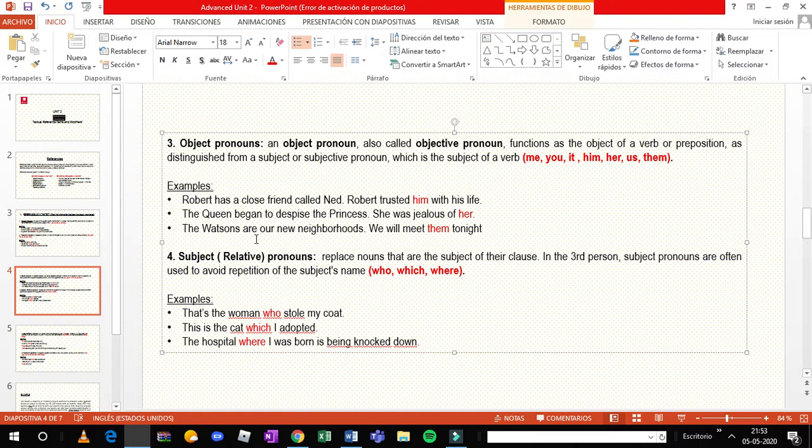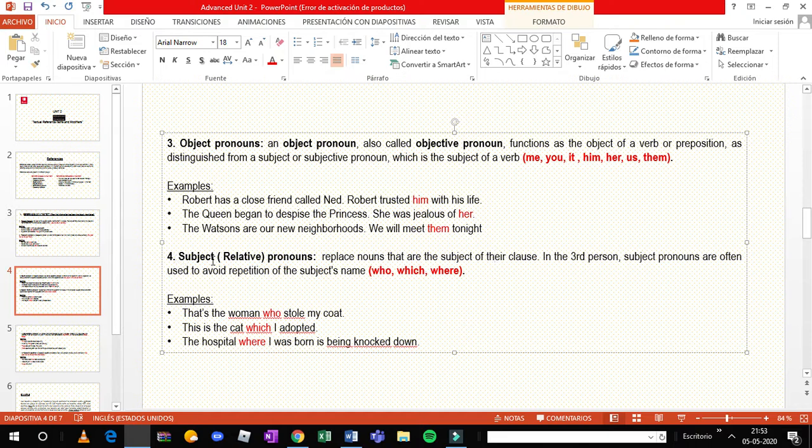The Watsons are our new neighbors. We will meet them tonight. The same, the Watsons are not the important part of the sentence next. What is important is them. The object pronoun in this case, which refers to the neighbors, is used with the object pronoun them.